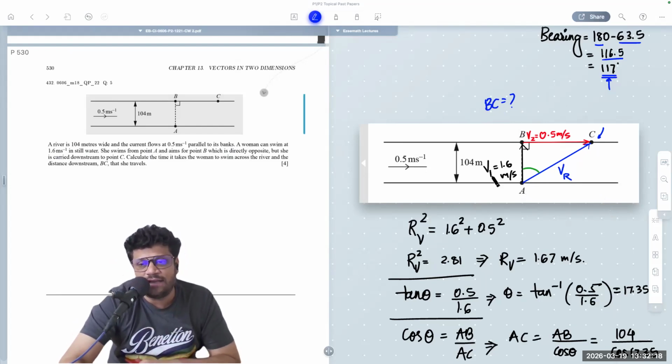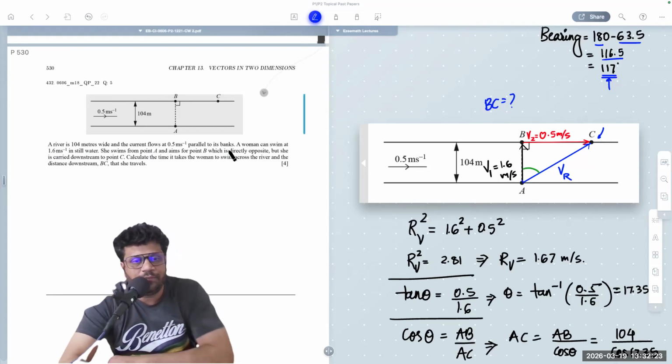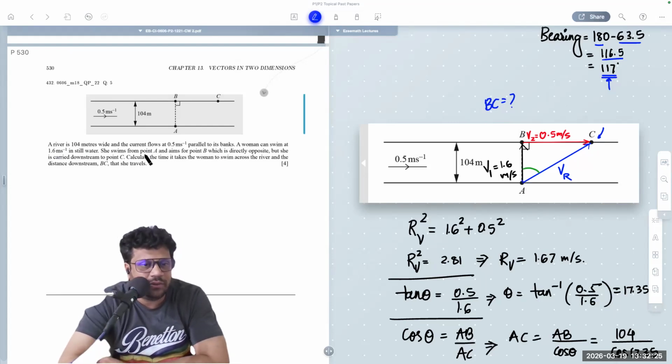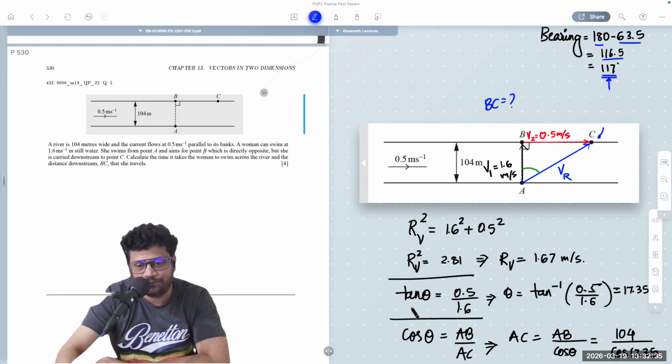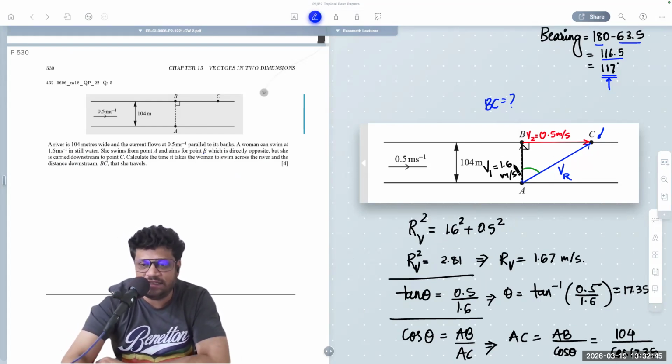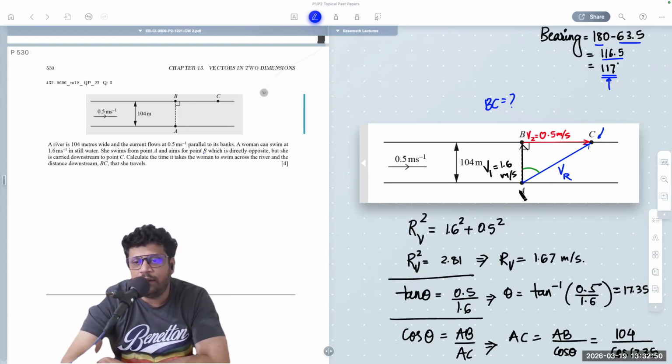Okay, so I have the setup here, A to B. This is where the swimmer was going. If you can see, she swims from point A and aims for point B, which is directly opposite, but she is carried downstream to C. Again, I have the setup here. 1.6 is the velocity she can go with, 0.5 is the velocity the river is going at, and VR would be the resultant of these two.